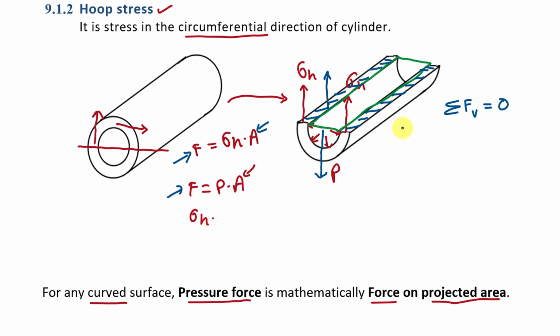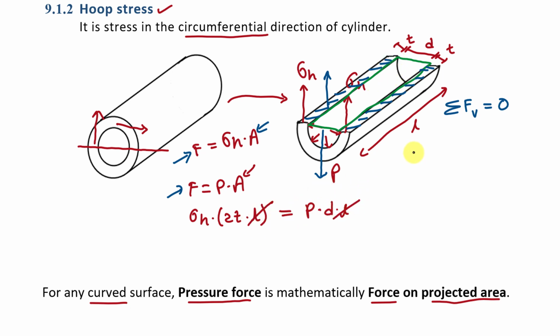Now here what will be this area? Here we know that this is the length of this cylinder, that is L, and this is the thickness of this cylinder. So this area will be 2T into length, and it is equal to pressure into this projected area, that is D into L. Here this is the diameter of this pressure vessel, and this L is cancelled from both sides, so we can find sigma H is equal to PD by 2T.